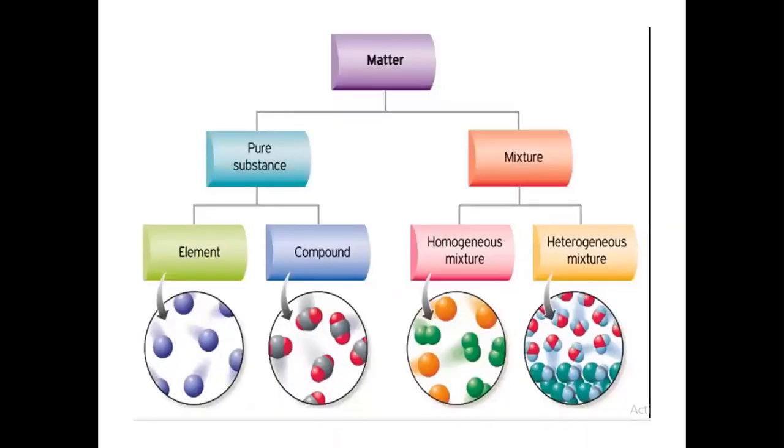Okay. We can summarize this basic definition as follows: we have matter and we divide matter into two kinds of substances, pure substance and impure substance. The pure substance is the element and compound, and the impure substance is the mixture, and we divide the mixture into two categories. One is the homogeneous mixture and the second one is the heterogeneous mixture.